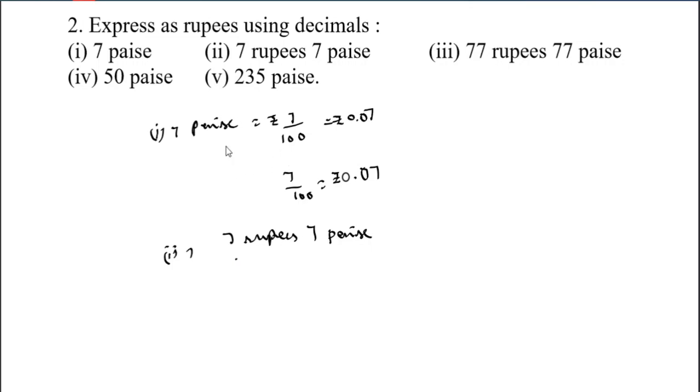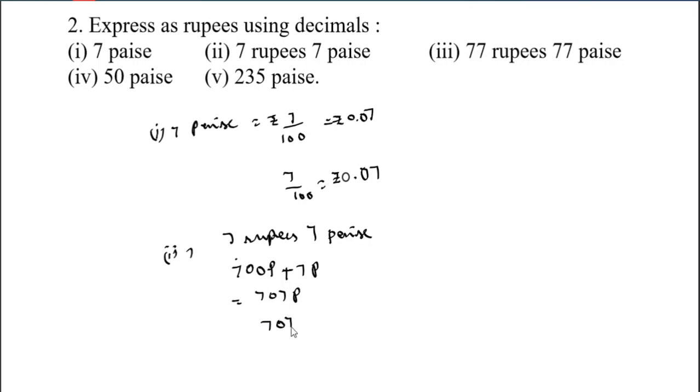As we know, to convert lower to higher, we must divide; higher to lower, we must multiply. So 7 into 100, because 1 rupee is equal to 100 paisa. 7 into 100 is 700 paisa. So instead of 7 rupees, you write 700 paisa. 700 paisa plus 7 paisa is equal to 707 paisa.